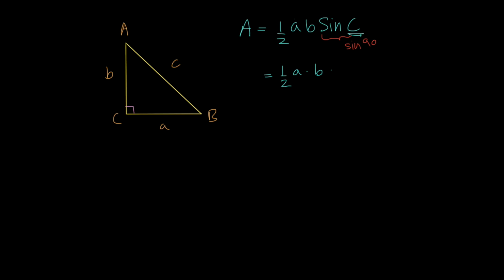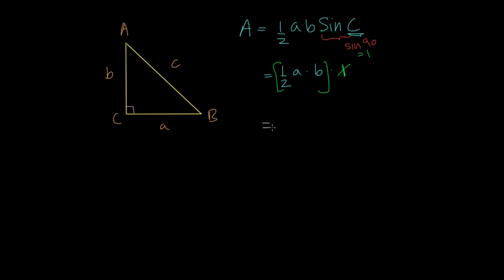And the sine of 90 actually just equals 1. So instead of sine C, I'm just going to be substituting 1. And because we're just multiplying this whole thing by 1, we don't really have to consider that. And when we look at the formula now, it's increasingly familiar.